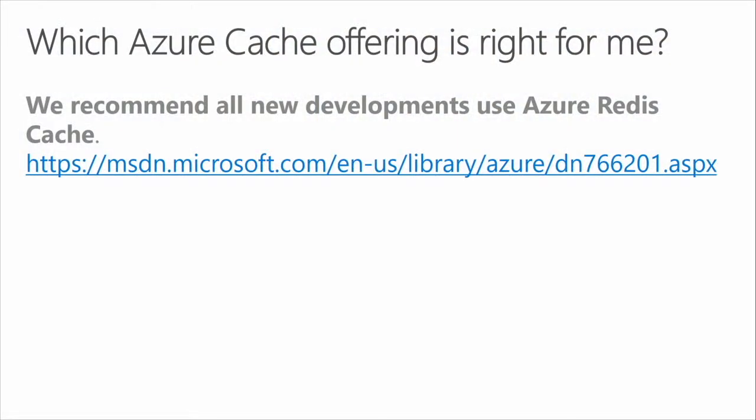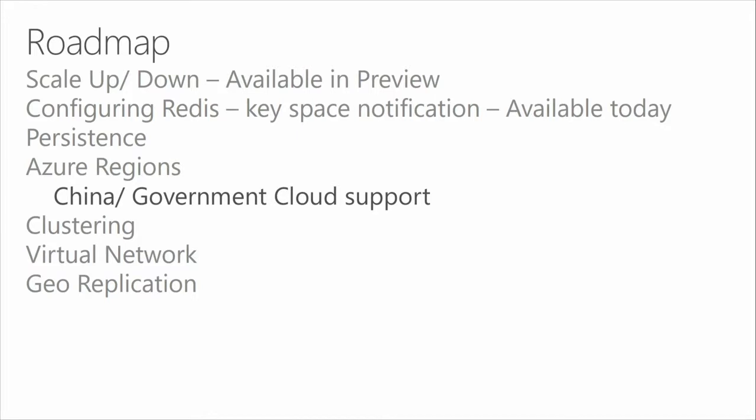I just wanted to point out some of the basic recommendations that we have. We do recommend Redis Cache for any new cache requirements that you might have. I also wanted to point you to this roadmap page, which shows some of the features that are going to come down the roadmap. You should be able to scale up and down, and scale from a basic to a standard. You should be able to configure Redis features, for example, key space notifications or number of databases. Those are coming online soon.